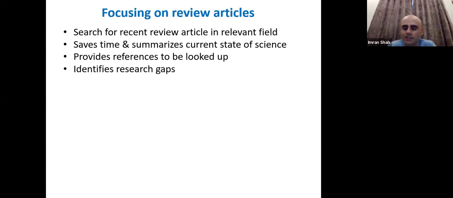As a starting point, rather than jumping onto original research, you can always dig up a good review article in that field. It will summarize the current state, it will give you solid references that you can look up, and it will already have identified certain research gaps. So a good review article is a good start for doing your literature search, whether it is for an original research article or for a narrative review.